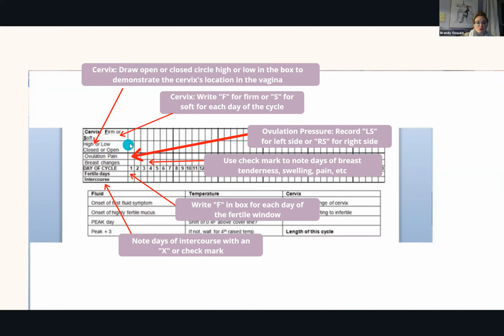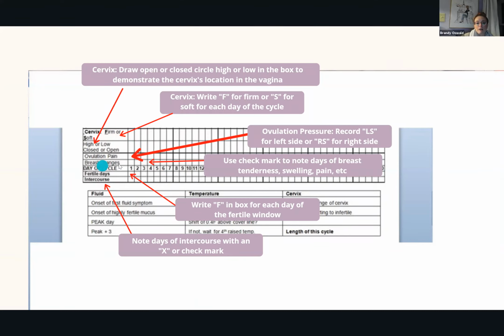The way we learn this in school is you imagine this rectangle is literally your vaginal canal, and you draw the cervix in how and where you feel it. So if it was high and open, you would draw an open circle high up in that box. If it was low and closed, you would draw a closed circle lower in the box. If it was somewhere in the middle, you would draw that in.